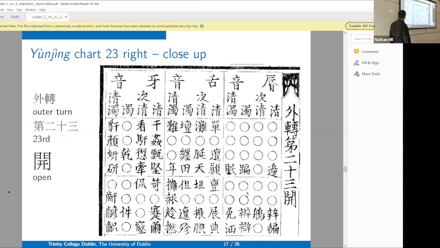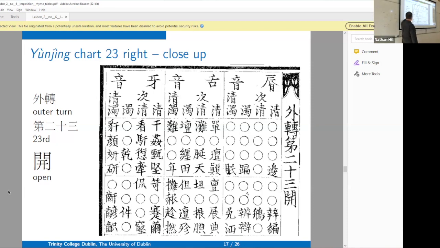Now, what is this outer term? No one knows, actually. The rhyme tables call some pages outer term and some pages inner term. And at least from the perspective of Old Chinese reconstruction, whatever that distinction is, we totally ignore it. So another thing you might want to write your paper about is what this outer term, inner term means. Maybe it just means verso, recto or something.